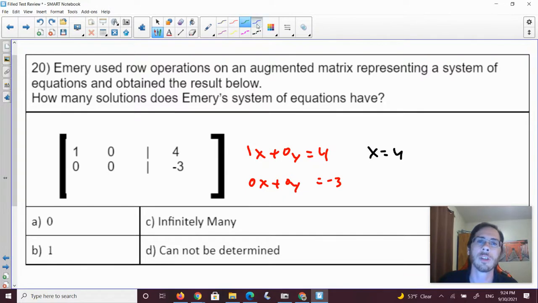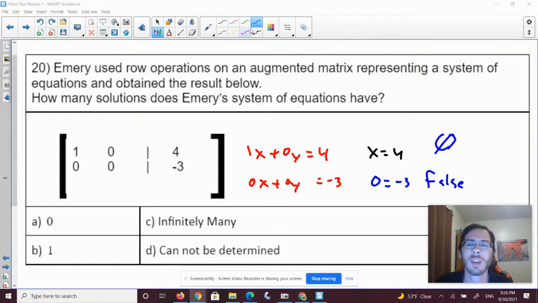But from the bottom equation, 0 times x is 0. 0 times y is 0. We get 0 equals negative 3. But this is false. That's not a true statement. So since it's false, we have no solutions. No solutions would be 0 solutions. The problem is solved. For some reason, it just didn't register 0 as no solution. But yep, there are no solutions to this one. So it's A.